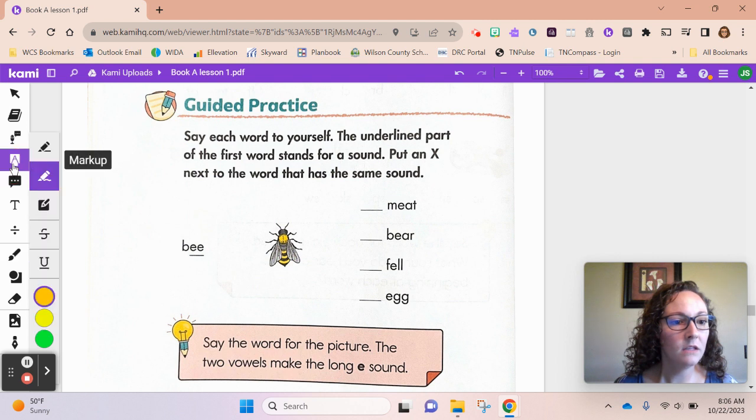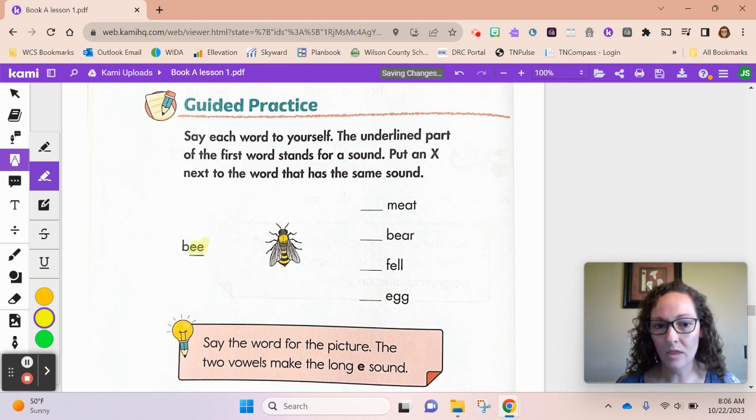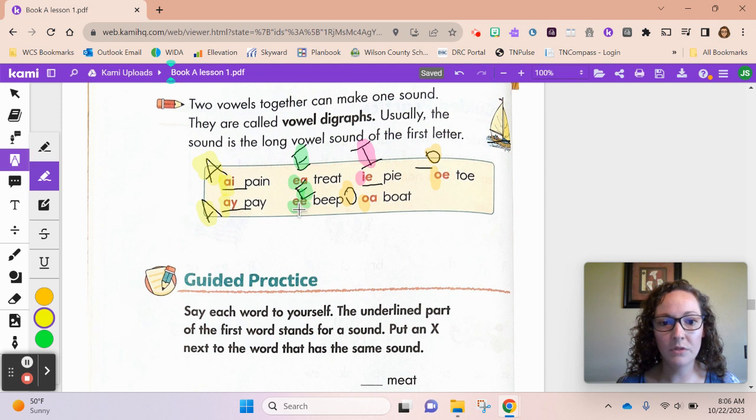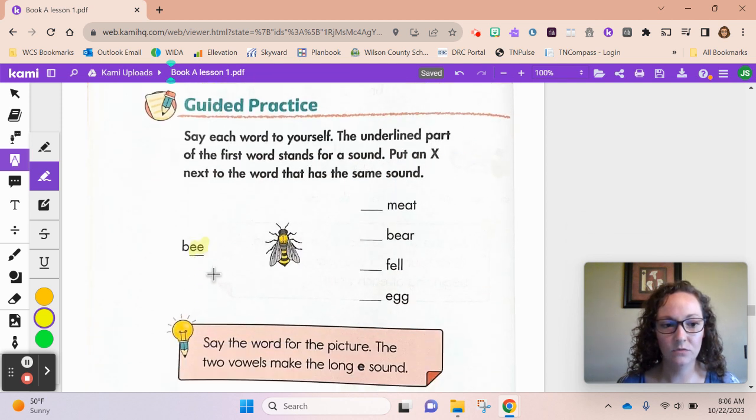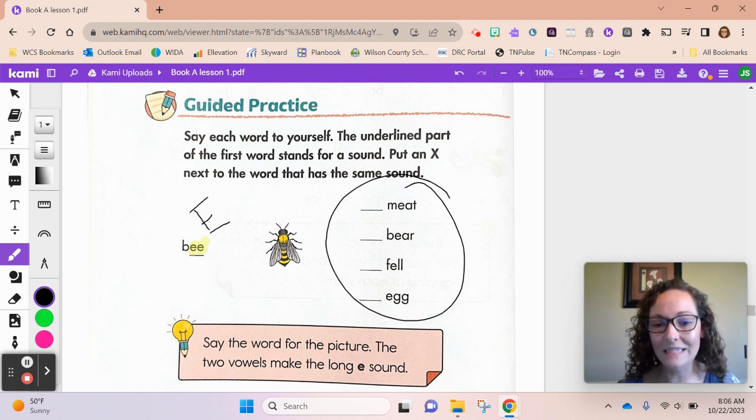actually I kind of like the highlighter. In this case, we have EE, which if I go back up here, I remember that EE says the E sound. Okay? So now I'm looking for a word over here that makes the long E sound. So the first one we have meat, bear, fell, egg.